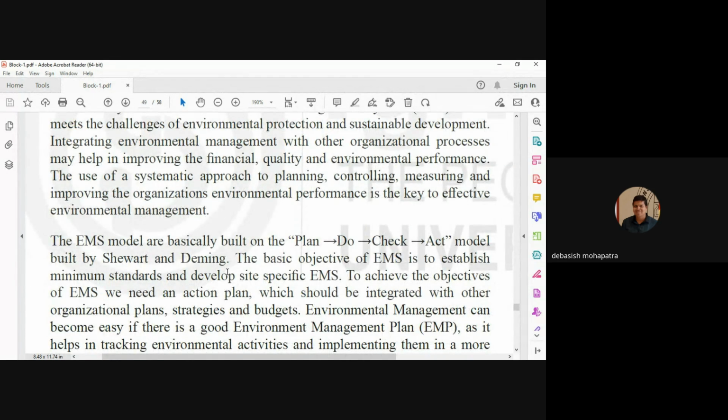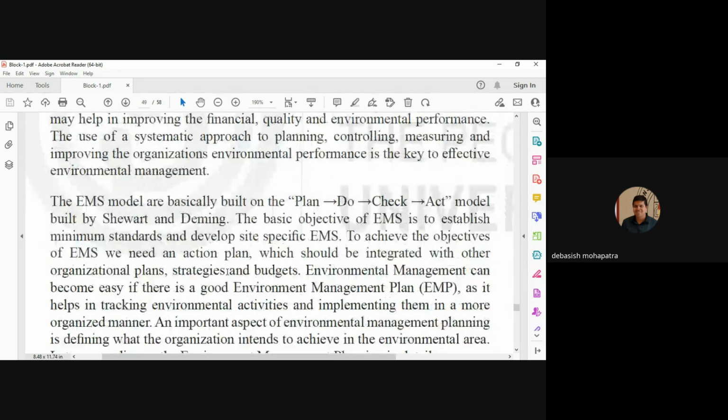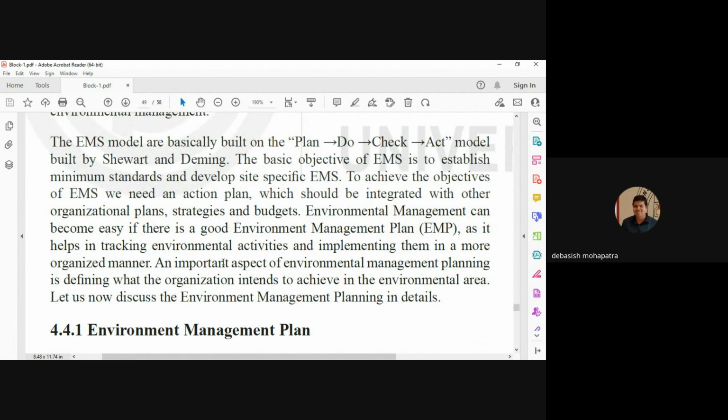The EMS models are built on the plan, do, check and act model built by Stewart and Deming. The basic objective of EMS is to establish minimum standards and develop site-specific EMS. To achieve the objective of the EMS, we need an action plan which should be integrated with other organizational plans, strategies and budgets.